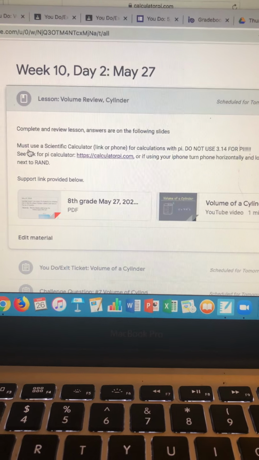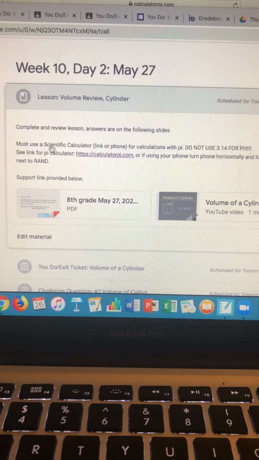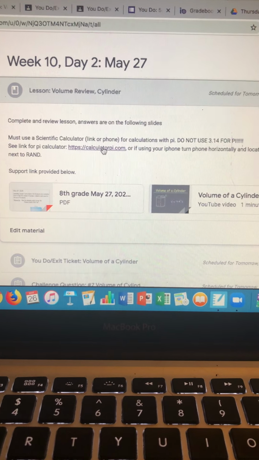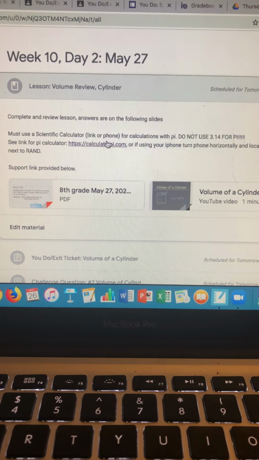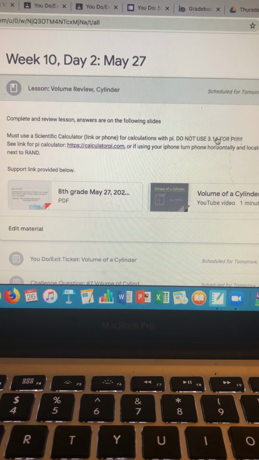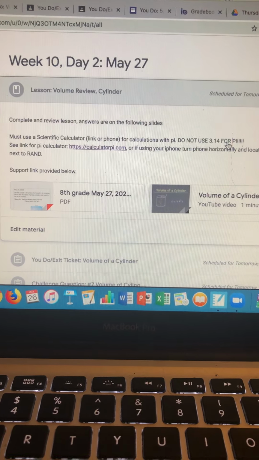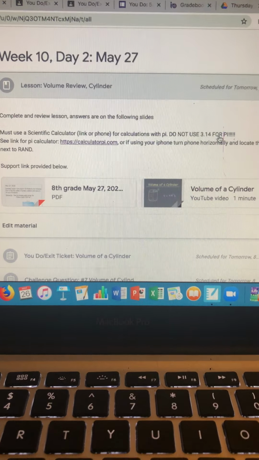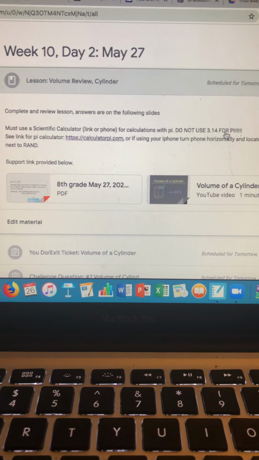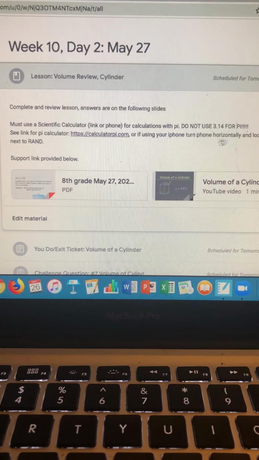In the lesson directions, I mentioned that you must use a scientific calculator, which can be found on the link provided here, or on your phone, for calculations with pi. We do not use 3.14 for pi. If you remember from earlier in the year, we move away from that because it's too much of an approximation. So if you want to use your phone, you can.